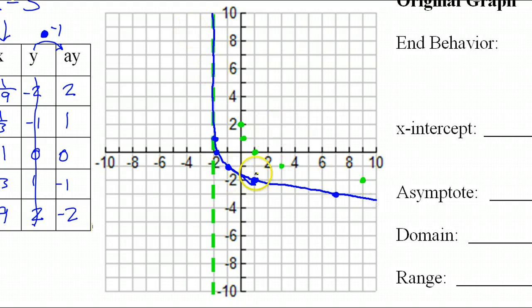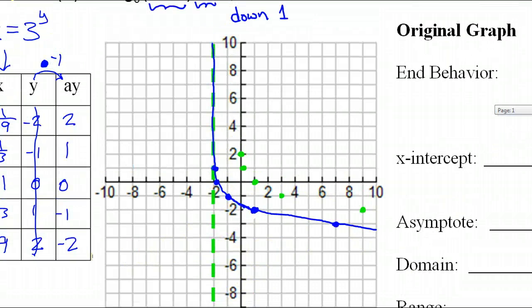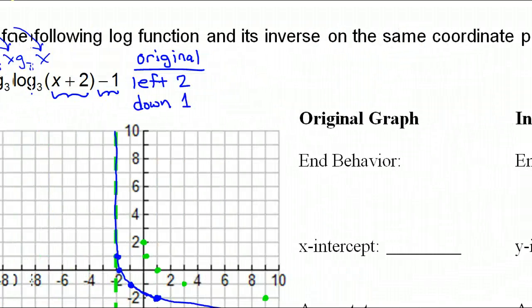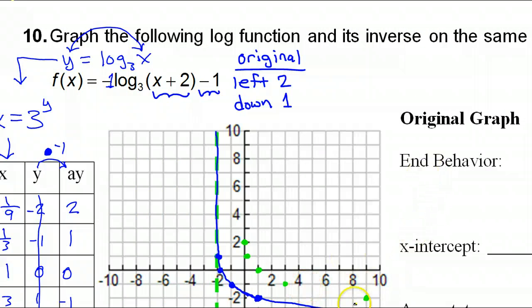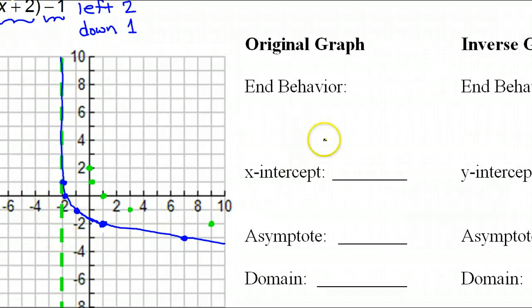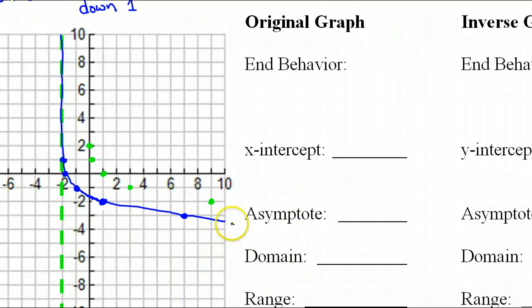Okay, so your graph should look something like this. Now, please understand we are only halfway done. So many of you do this and stop that it disturbs me that you're not reading the directions. It says graph the following log function and its inverse on the same coordinate plane. So we've graphed the original, but now we have to graph the inverse. Before we do that, and confuse the issue with another graph, let's go ahead and put down this information for the graph that we're looking at.